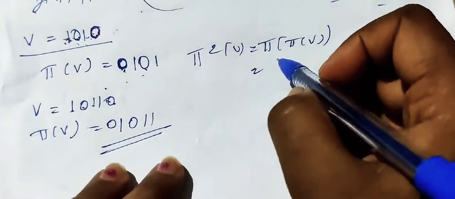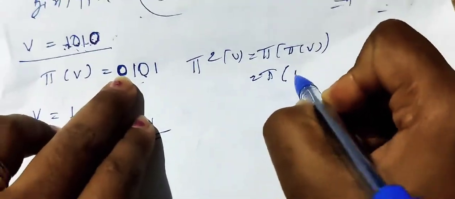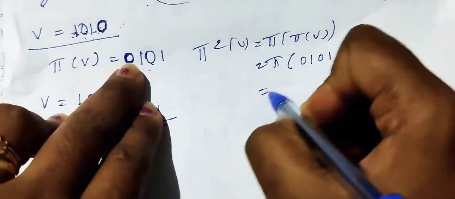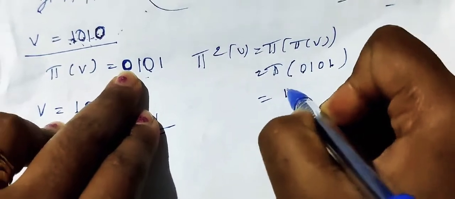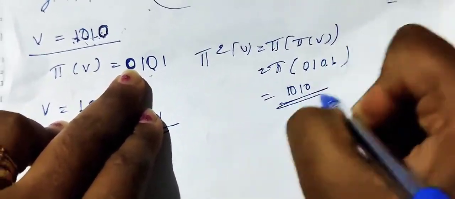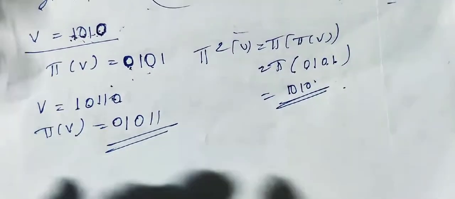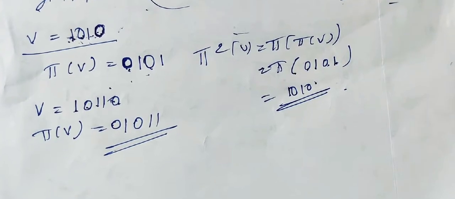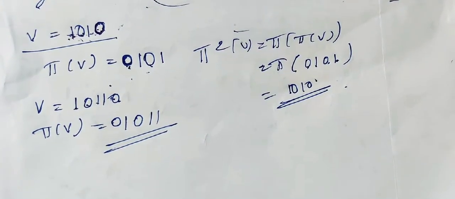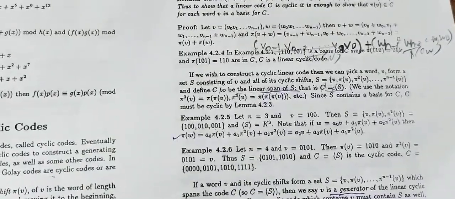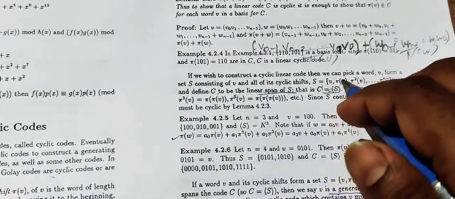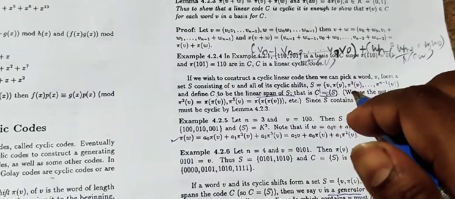And pi square of V means pi of pi of V. So pi of 0101 is what? 1 is the last one, so moving it to the first position gives 1010. This is pi square of V. Again pi cube of V is what? Pi of pi square of V. So we can take S equal to V, pi of V, pi square of V, etc.